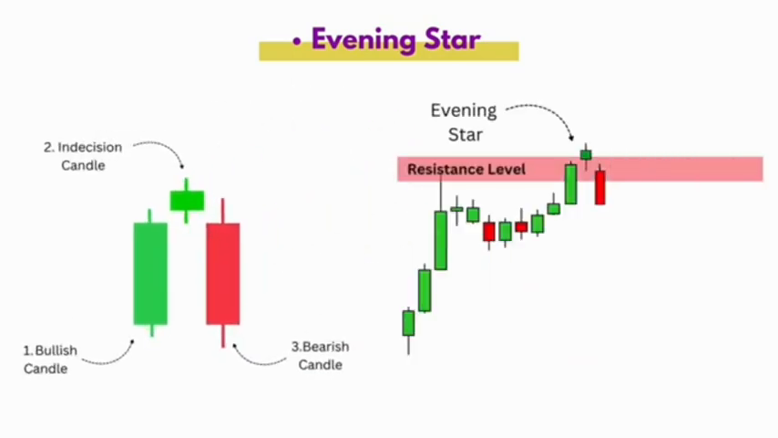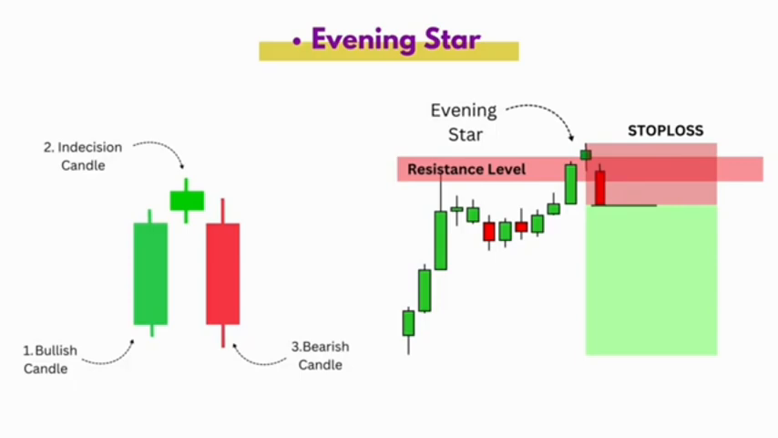How to trade the evening star. To enter the trade, draw a line at the low of the third candle. Enter a short position when the next candle breaks below that level. Place your stop loss above the resistance zone and set your profit target at the first support level. That's how you can trade the evening star candlestick pattern.